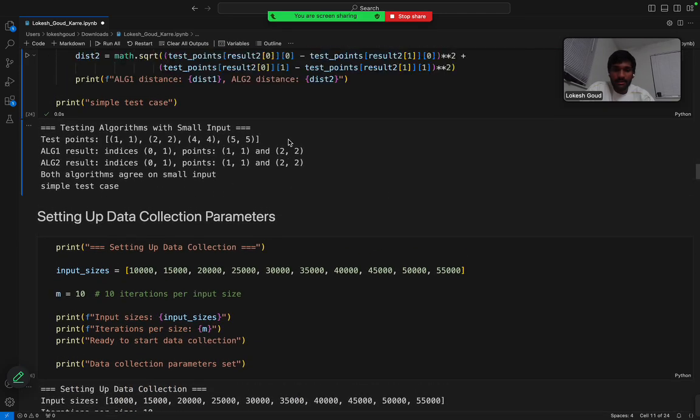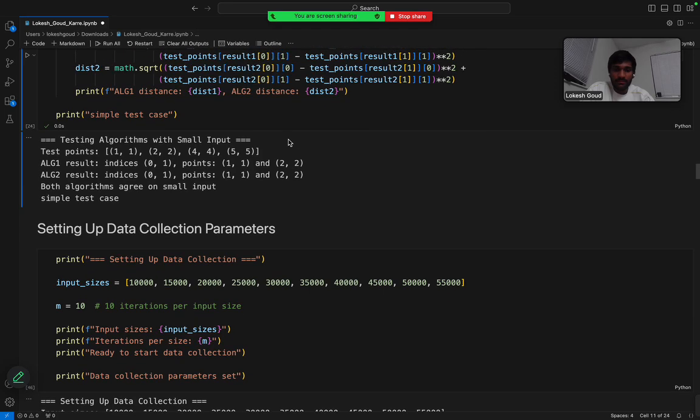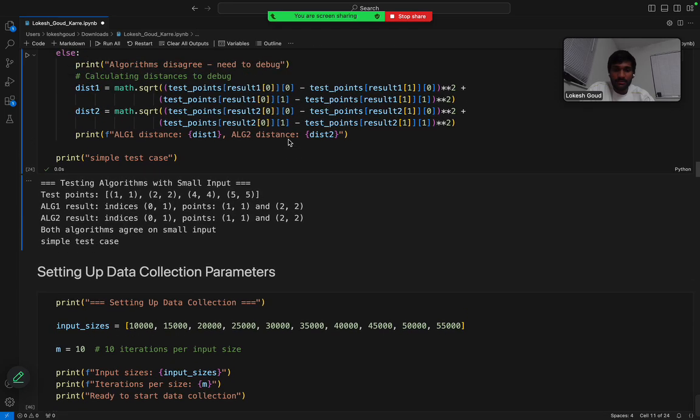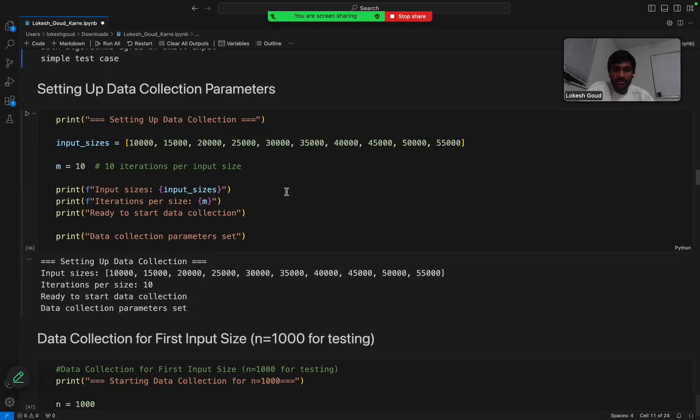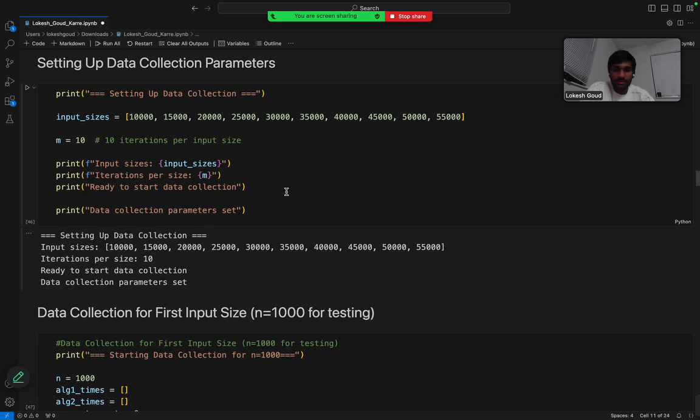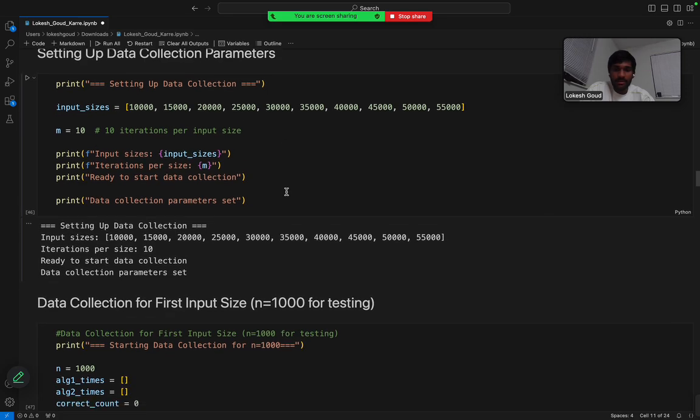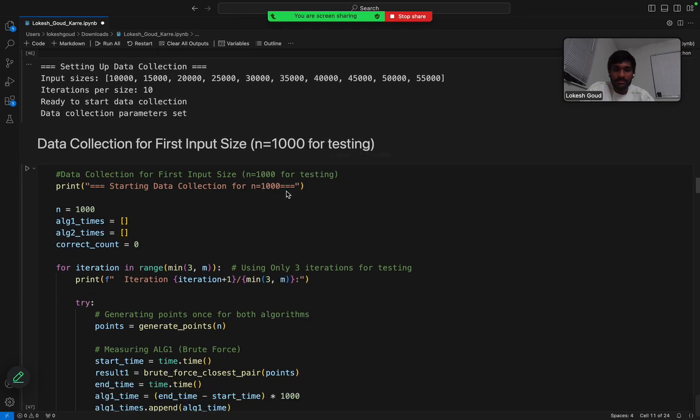For experimental analysis, I measured execution time for input sizes from 10,000 to 100,000 points. Each size was tested 10 times on different random inputs, and I recorded the average runtimes for both algorithms.